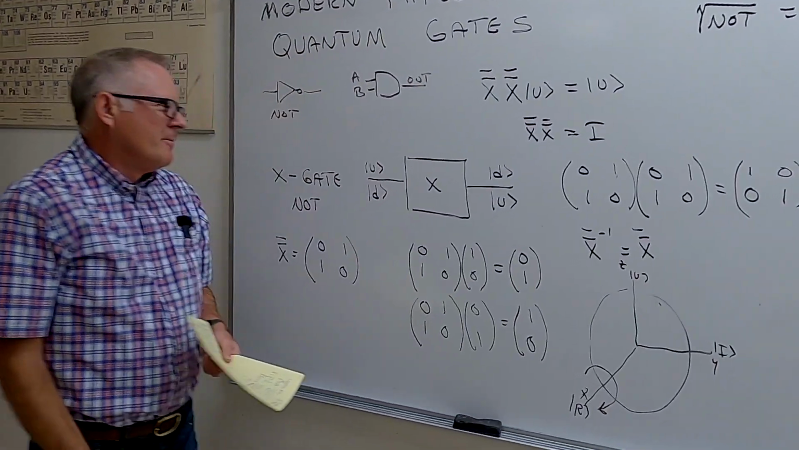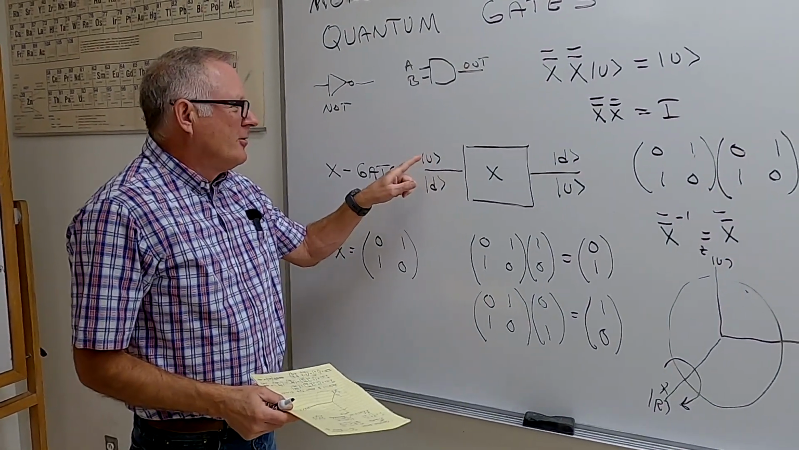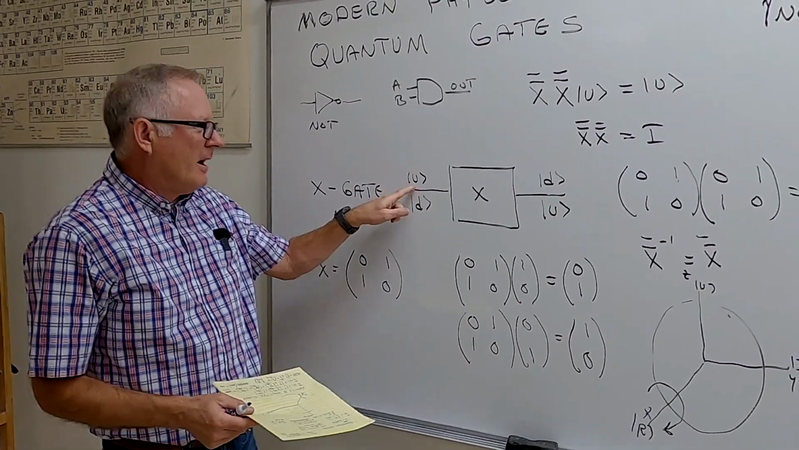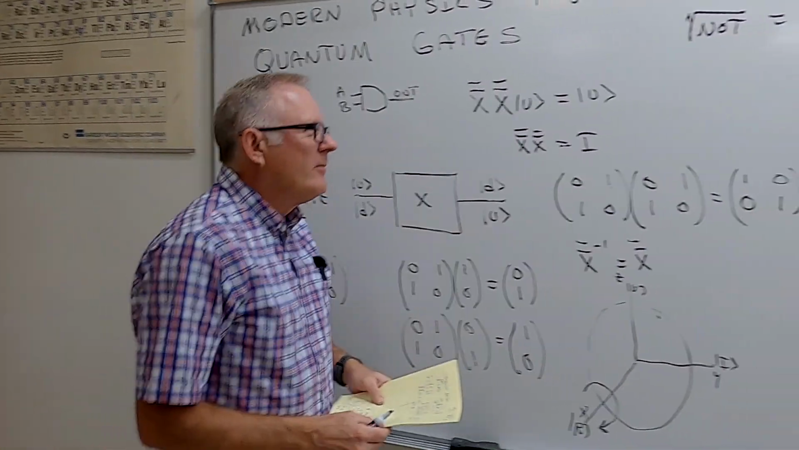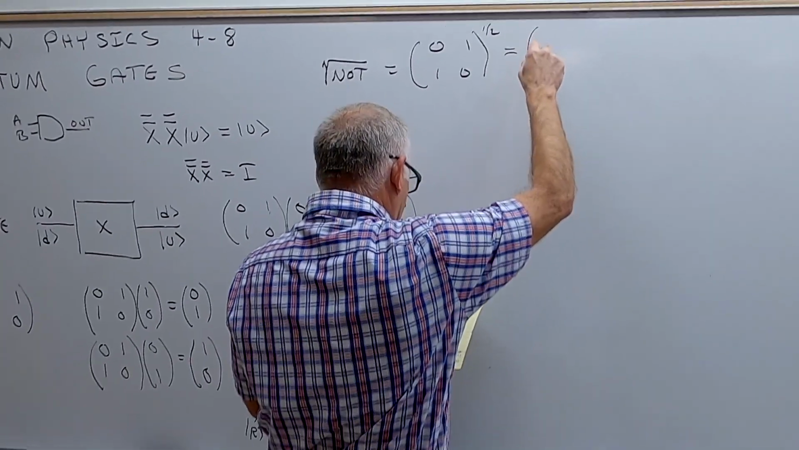Okay, so if a NOT goes from an up to a down, what does the square root of a NOT go from? Up to... that's kind of strange right there. Well, you can take the square root of a matrix. I'm just going to give you the result of it right here.